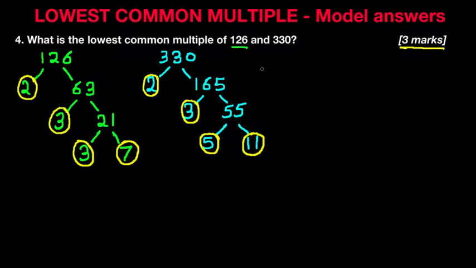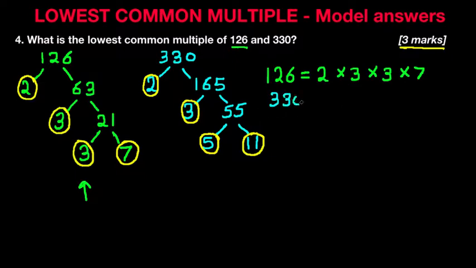So let's write these numbers out here. 126 equals 2 times 3 times 3 times 7. So those are all the numbers that we circled over here. And the number 330 is 2 times, again these are all the numbers over here, 2 times 3 times 5 times 11.